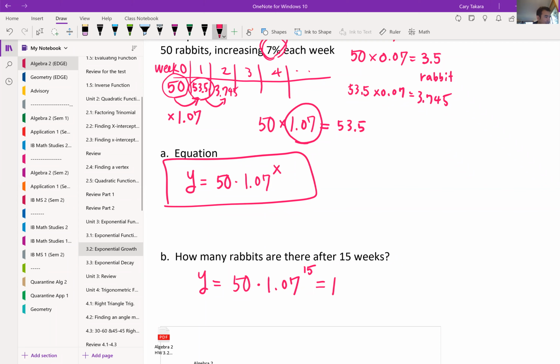Let's do that as a whole number. 138 rabbits.